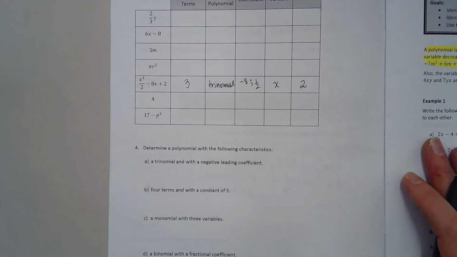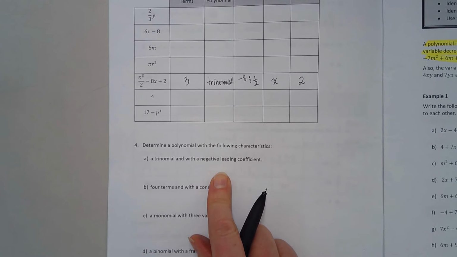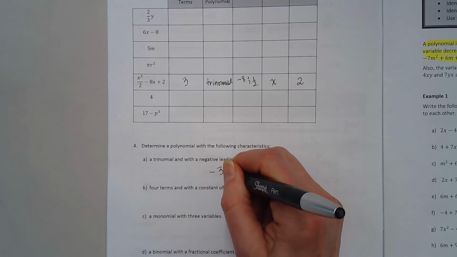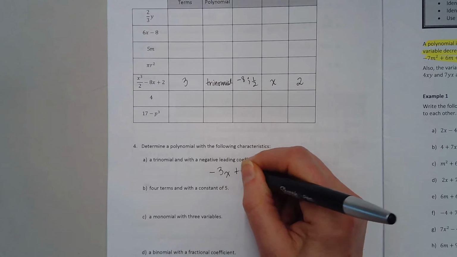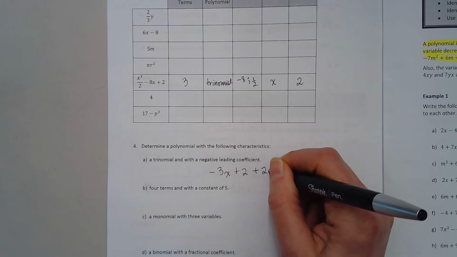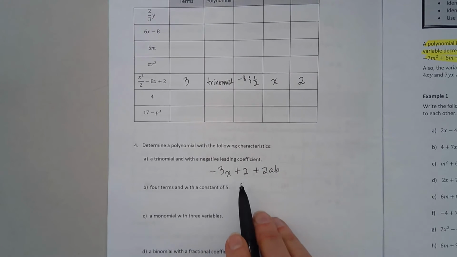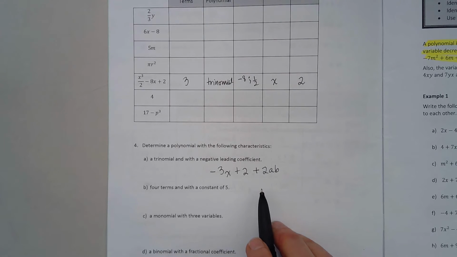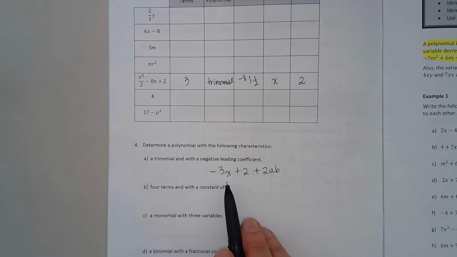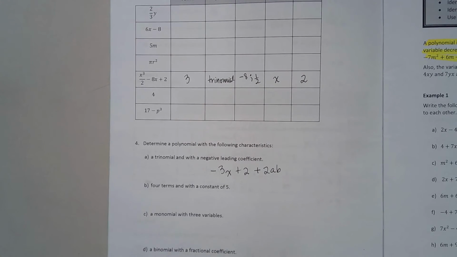All right, someone be brave and give me a trinomial with a negative leading coefficient. Minus 3x plus 2, plus 2ab. Okay, is that a trinomial? Did Delmar get a trinomial? Yeah, I think he did. Does it have a negative coefficient? Yeah. Leading? Yeah, that's fine.